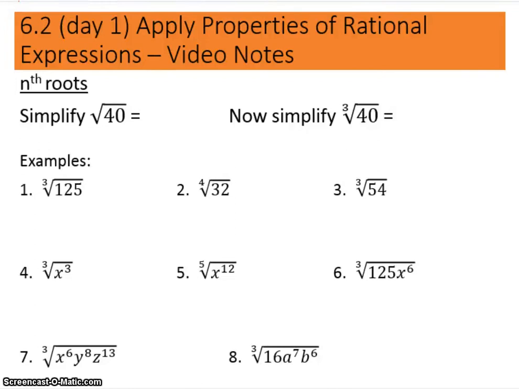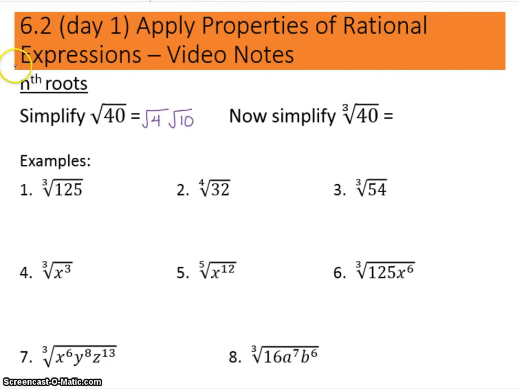All right, Algebra 2, today we are going to simplify cube roots, fourth roots, fifth roots. But first we're going to look at the square root of 40, and we're going to recall how to simplify that. So the square root of 40, if you remember, we used our list of perfect squares, and we found on the list of perfect squares, we found 4, which is a factor of 40.